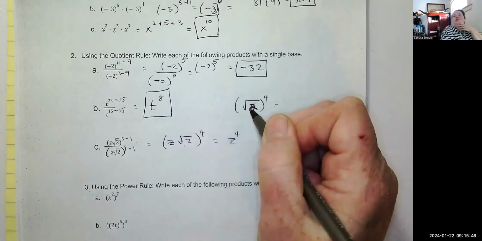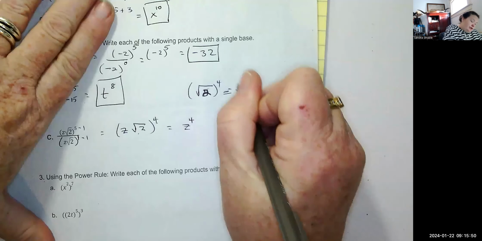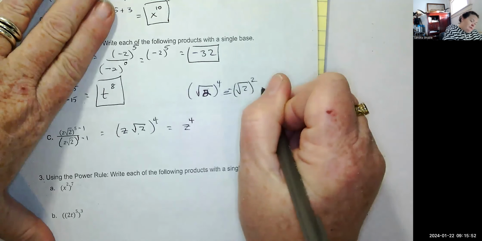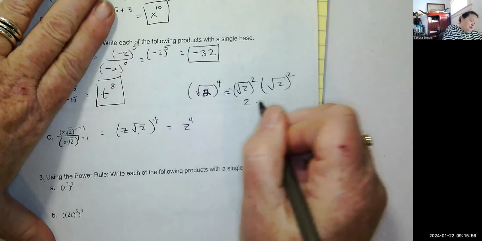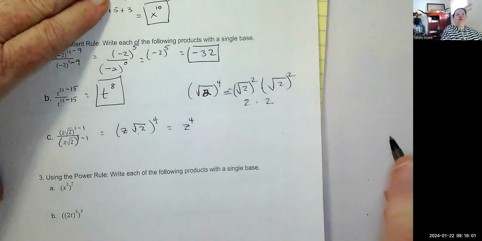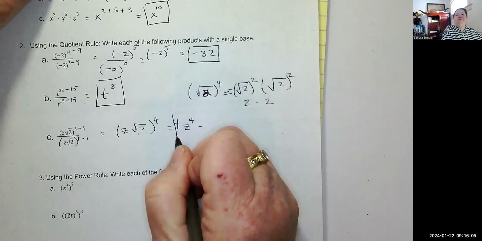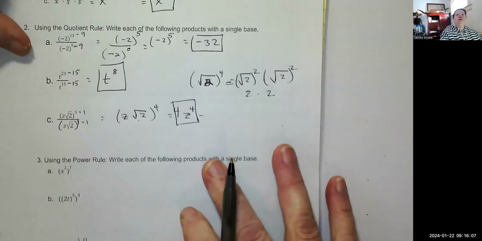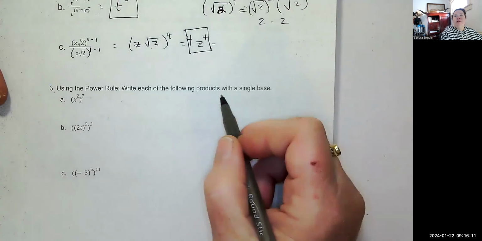Square root of 2 squared, this can be broken down into square root of 2 squared times square root of 2 squared, which would be 2 times 2, which is 4. So where was I on this? Right here. So this is going to be a 4. There we go.